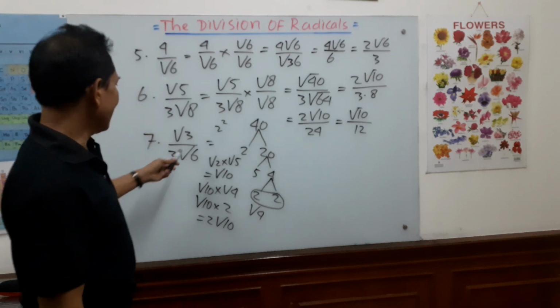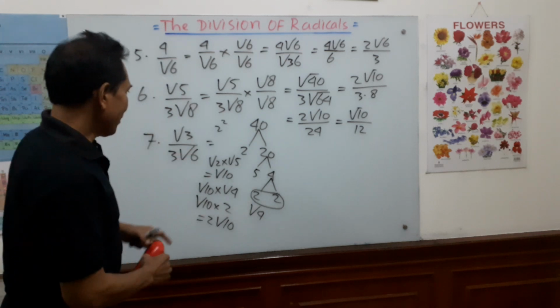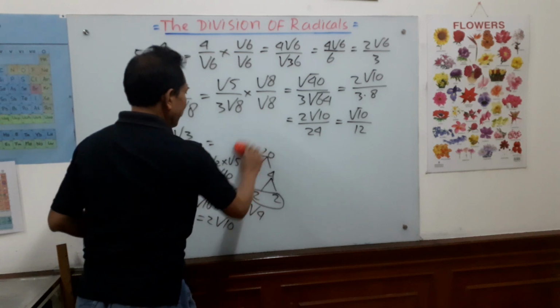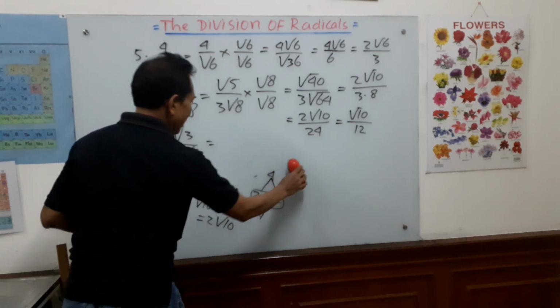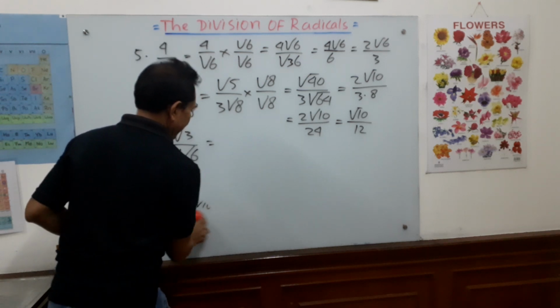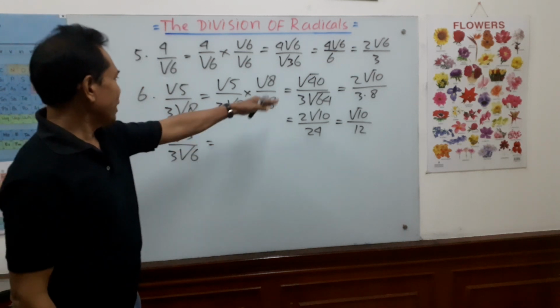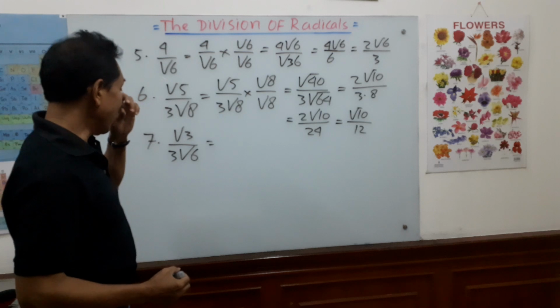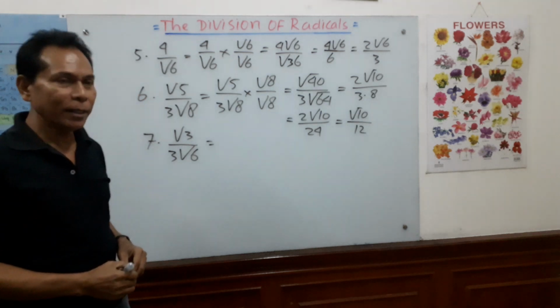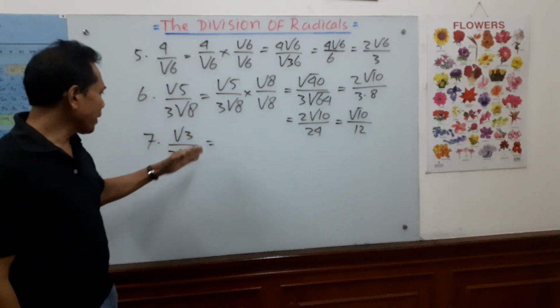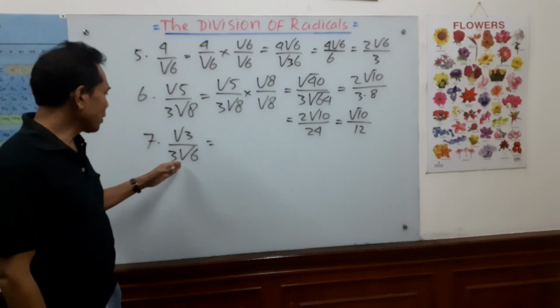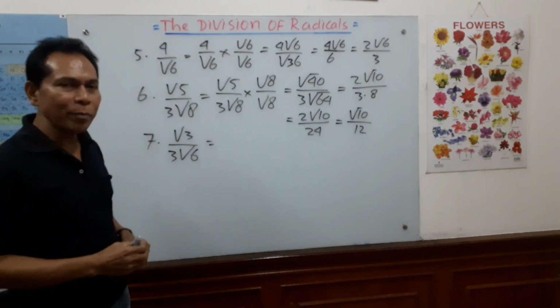Number 6. Number 7 not yet. I'm going to erase this so we have more space to work on number 7. So that is number 6. Number 6 is done. Now we look at number 7: square root 3 over 3 square root 6. We use the same method.